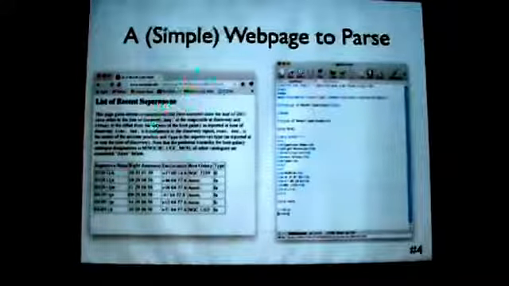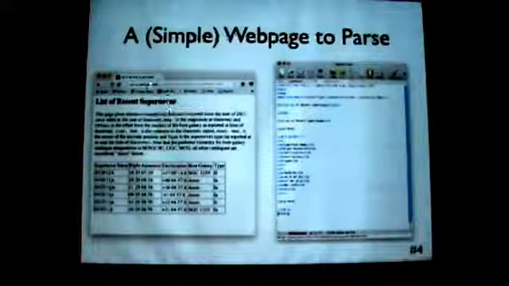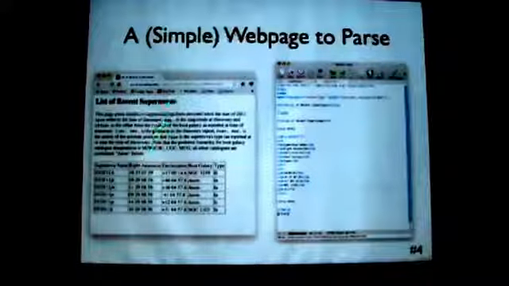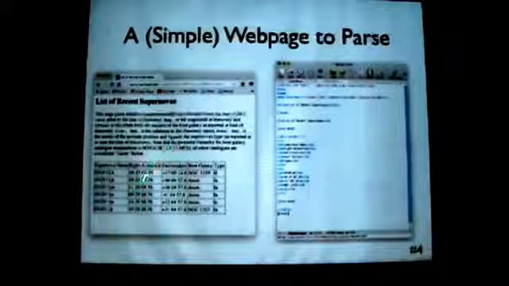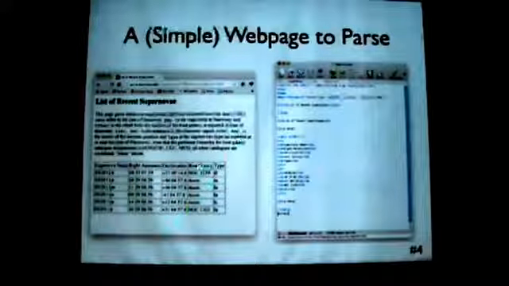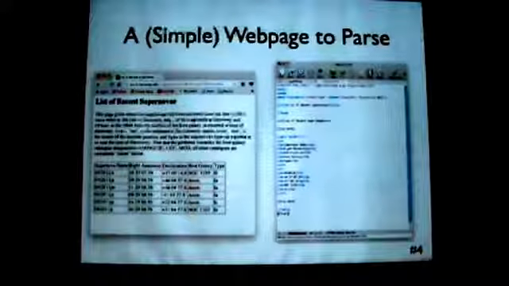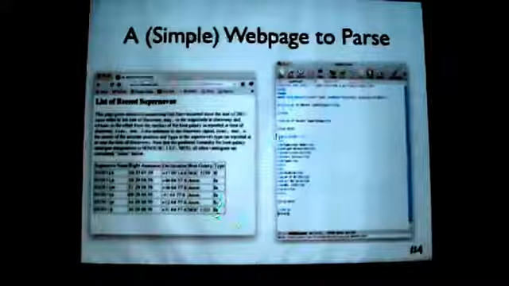So here's a simple web page that I created. The URL is, again, at the top here. It has a list of recent supernovae, objects of interest, with information about them in this little simple table, like where they are in the sky, what galaxy they occurred in, something about the type of object that they are. This is what the HTML looks like.